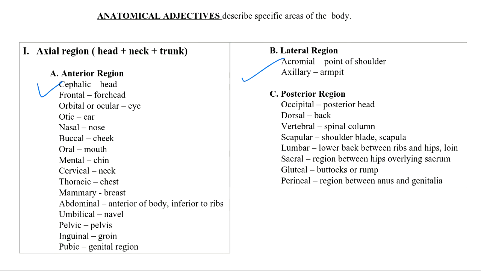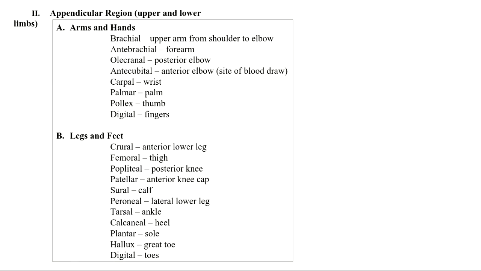There's another page of them here with arms and hands and feet. So you want to make sure you have all of these different terms and be familiar with those. Again, I think you pretty much know where the anterior elbow is, for instance. But now instead of saying anterior elbow, you would say antecubital.